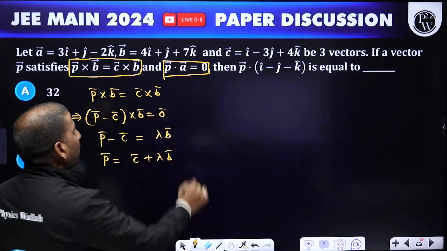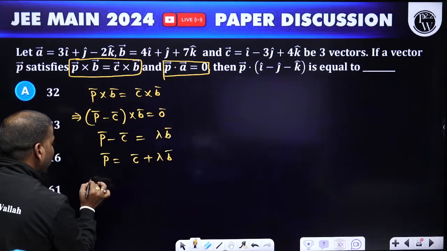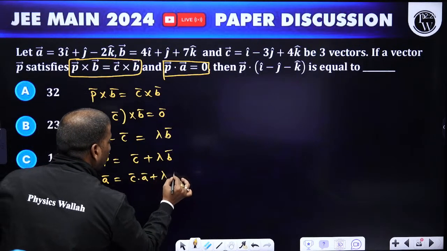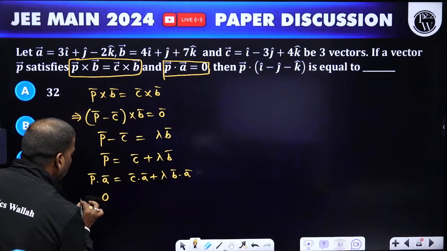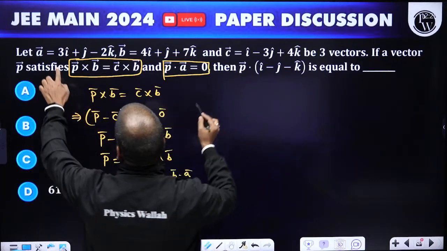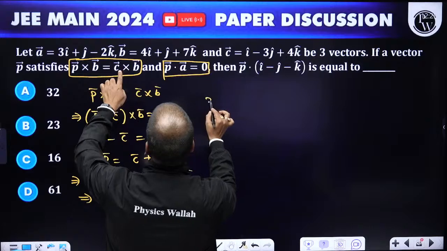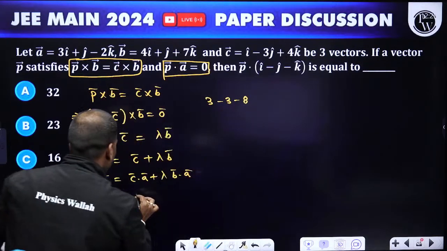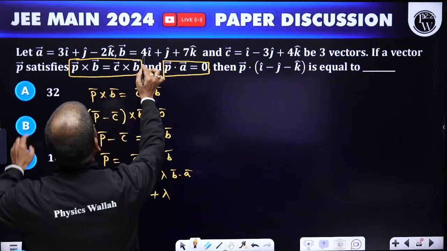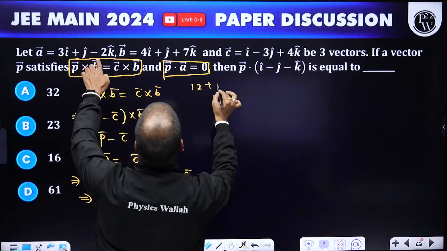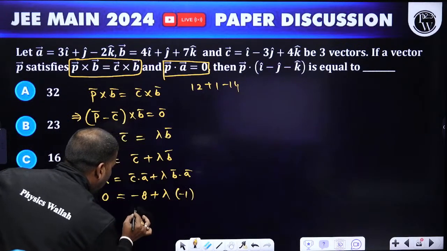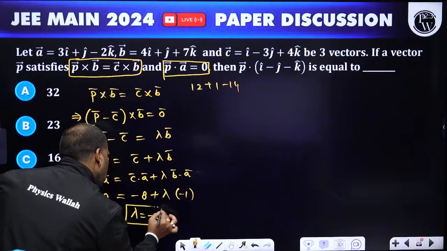So then P bar is equal to C bar plus lambda times B bar. But they have given P bar dot A bar is equal to 0. So take a dot product by A, which is equal to C dot A plus lambda times B dot A. P dot A is 0. What is C dot A? Let us make it directly. 3 ones are 3, minus 3 minus 8. So this is minus 8 plus lambda times B dot A. So B dot A, 4 times 3 is 12, plus 1 minus 14, minus 14, so 13 minus, so minus 1. So lambda is equal to minus 8. So this is what it is.